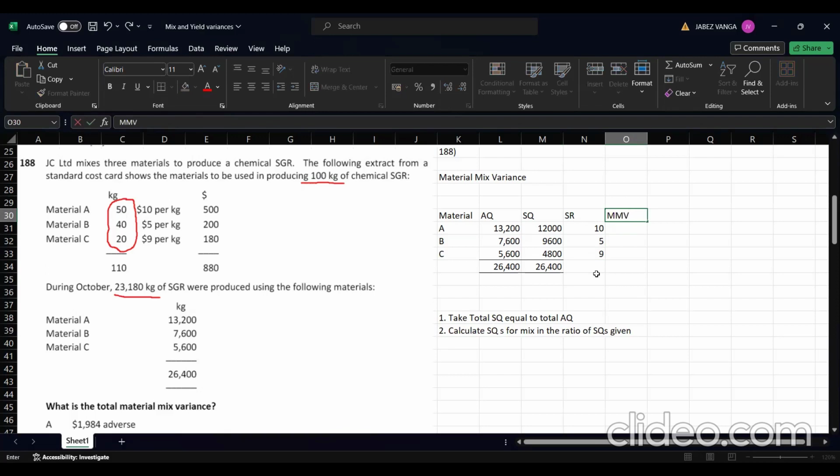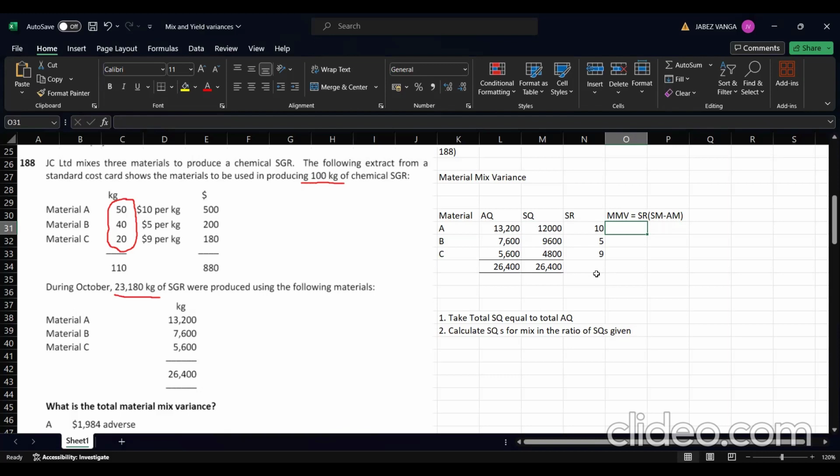The material mix variance is equal to standard rate into standard mix minus actual mix, or standard quantity minus actual quantity. Since we are doing it individually for each one, we would be talking about standard mix and actual mix. You can also write it as standard quantity and actual quantity. While doing the calculation, we do not write the negative sign, but whatever is the result of the calculation, we just have to mention whether it is adverse or favorable.